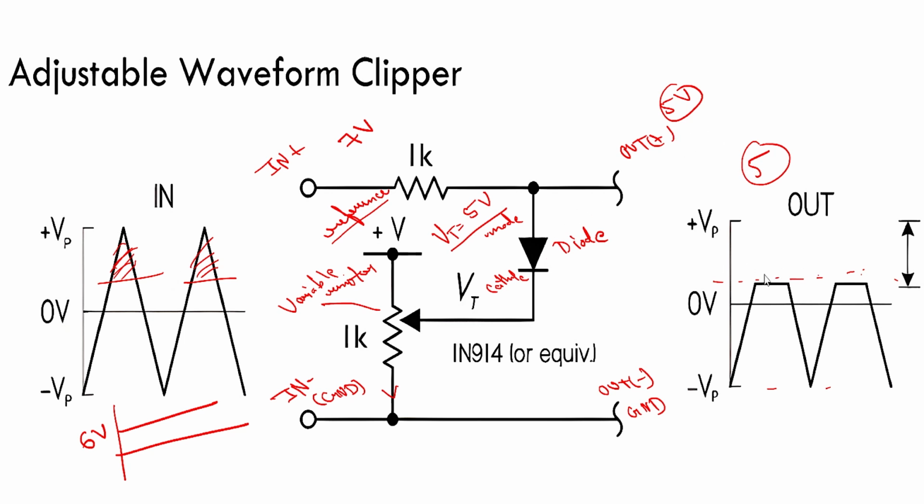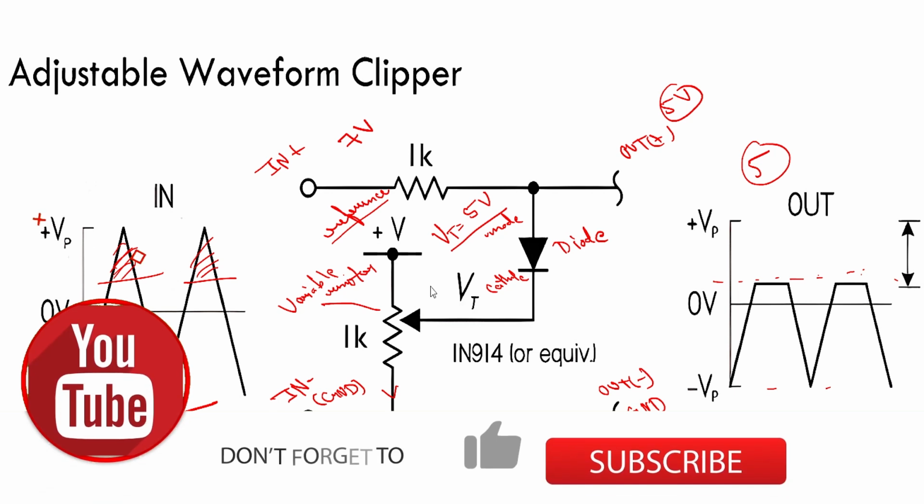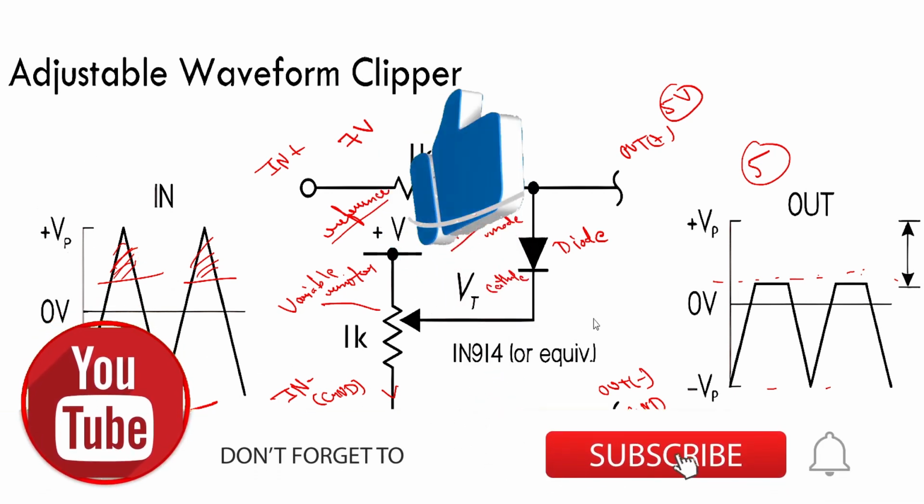Like here, as you can see, the amplitude is reduced. There was a big amplitude spike, but here the spike is reduced by changing the variable resistor lever. Okay, you can change the output of this signal.